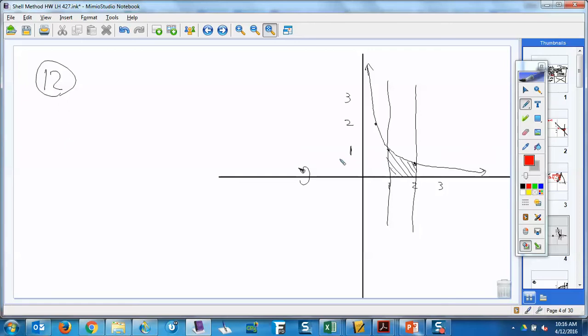You have to split it because we're revolving around a horizontal axis. The shell method strips have to be parallel to that axis. So the strips would be here. Well, right here, you're going to have to split it. So you'd have some up here, and you'd have some down here.